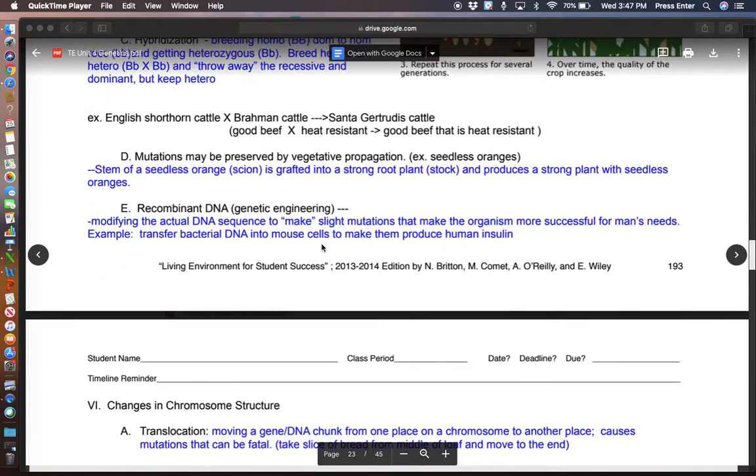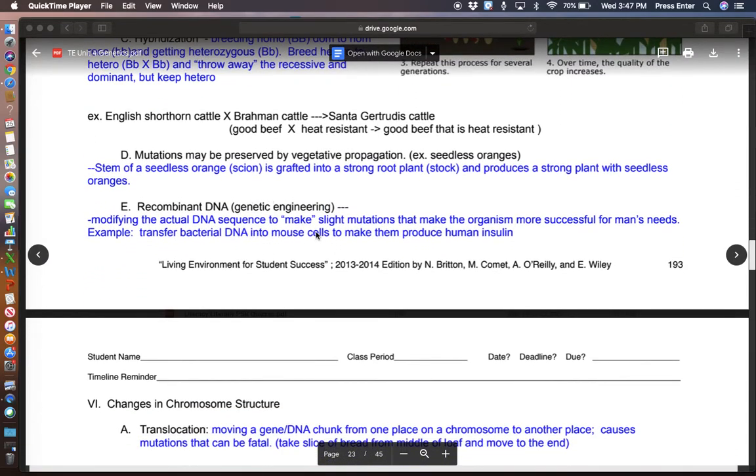Last is something called recombinant DNA or genetic engineering, and this is going to be very, very difficult to teach long distance. So I'll probably put up a few little videos. Could be very important. That's all I'm going to say. It's modifying the actual DNA, and you make very, very tiny, slight mutations. And the organism, over time, generation after generation, has better traits for our needs.